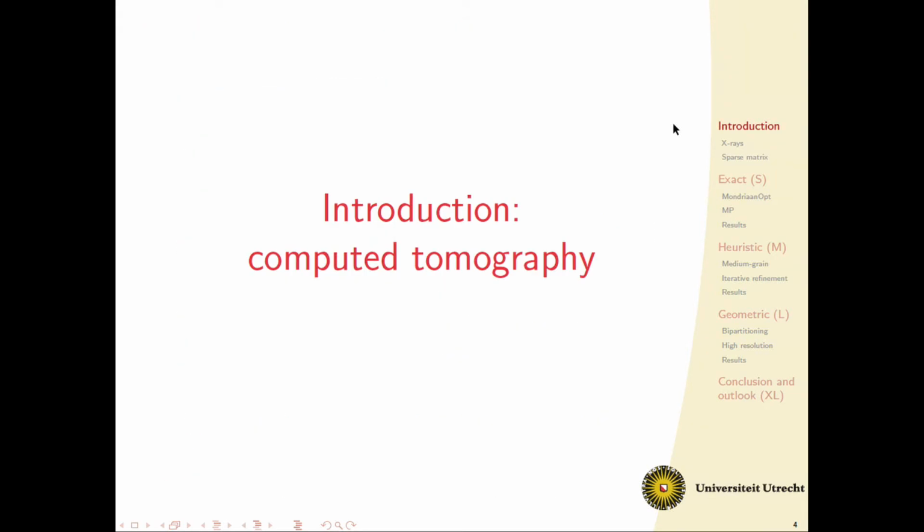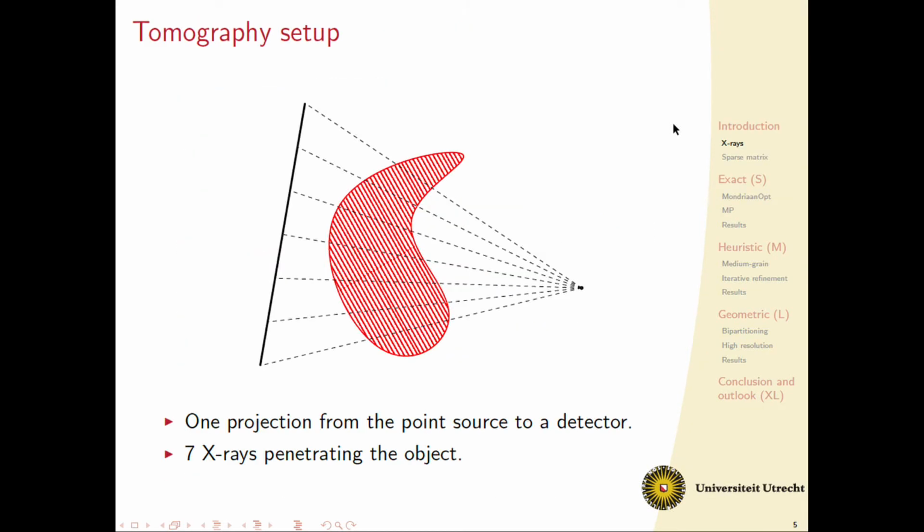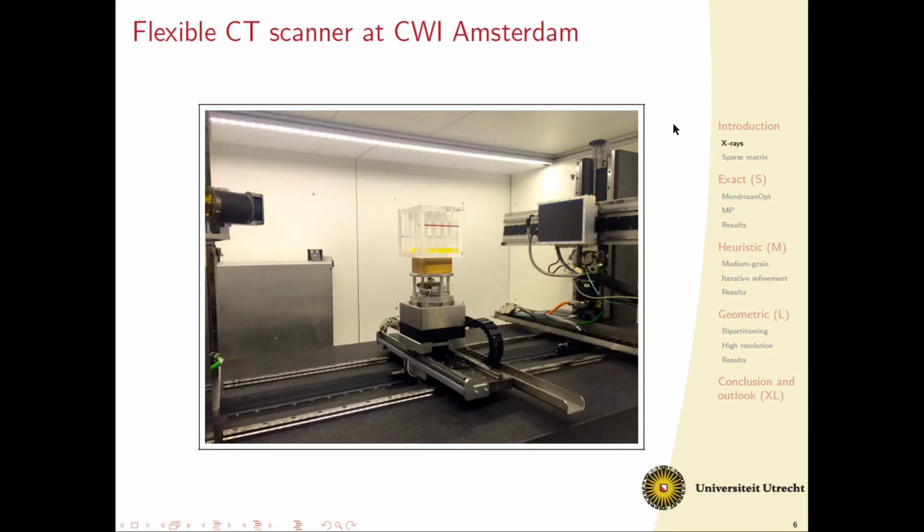So, an introduction to tomography. There are many different forms of tomography, but what I will be talking about is where there is a source of X-rays and a detector, and you can think of a detector containing maybe 1,000 by 1,000 pixels. And we're trying to find information about an object by seeing how much of the X-rays penetrate and how much gets absorbed.